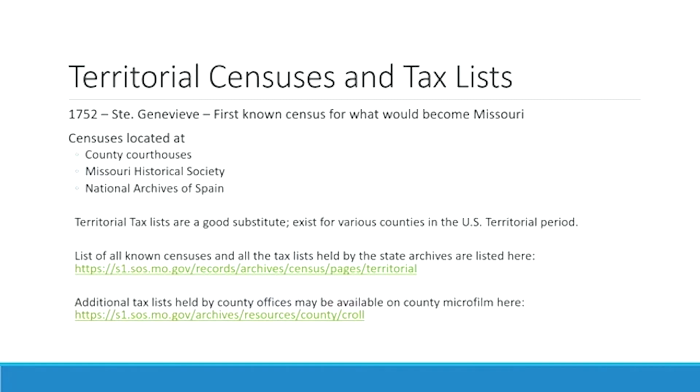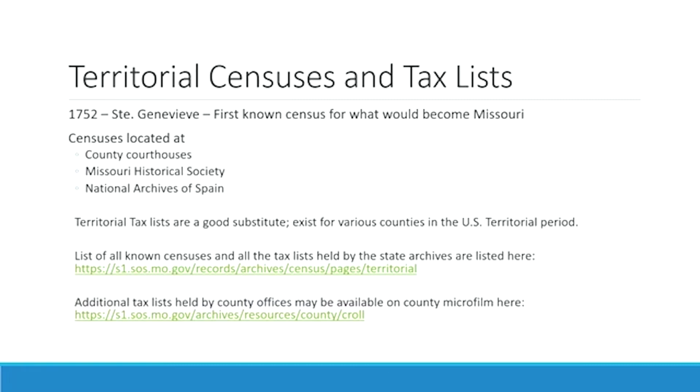Censuses for this time period are located at county courthouses, at the Missouri Historical Society, as well as at the National Archives of Spain. We have a number of censuses located there that we were able to get copies of so we can index them and place them in our database. Again, tax lists are the best substitute you're going to find for census records, and they exist for various counties in the U.S. territorial period. We do not have any known tax lists for the French or Spanish territorial time period. So those are going to cover 1804 through 1820.